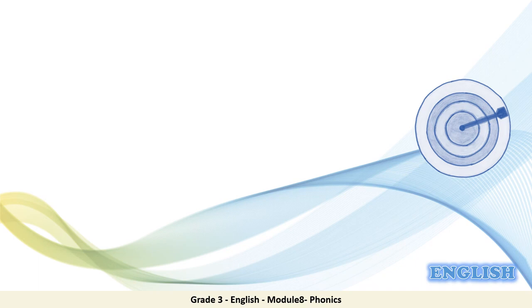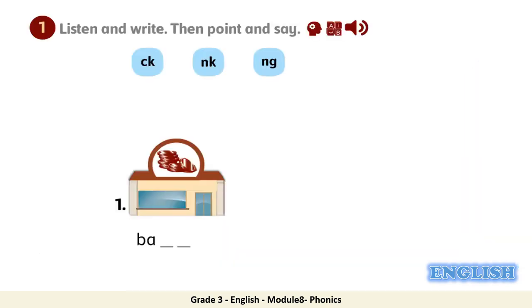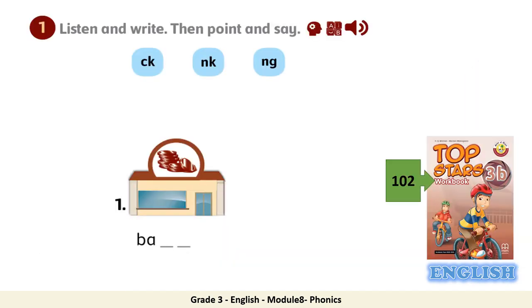Now we will move to learning objective number 2. We will complete words using the 3 target digraphs. So have your workbook and a pencil ready. Wow, you are very quick. Let's start. Open your workbook, please, to page 102. Have a look at activity 1. Let's read the task together.